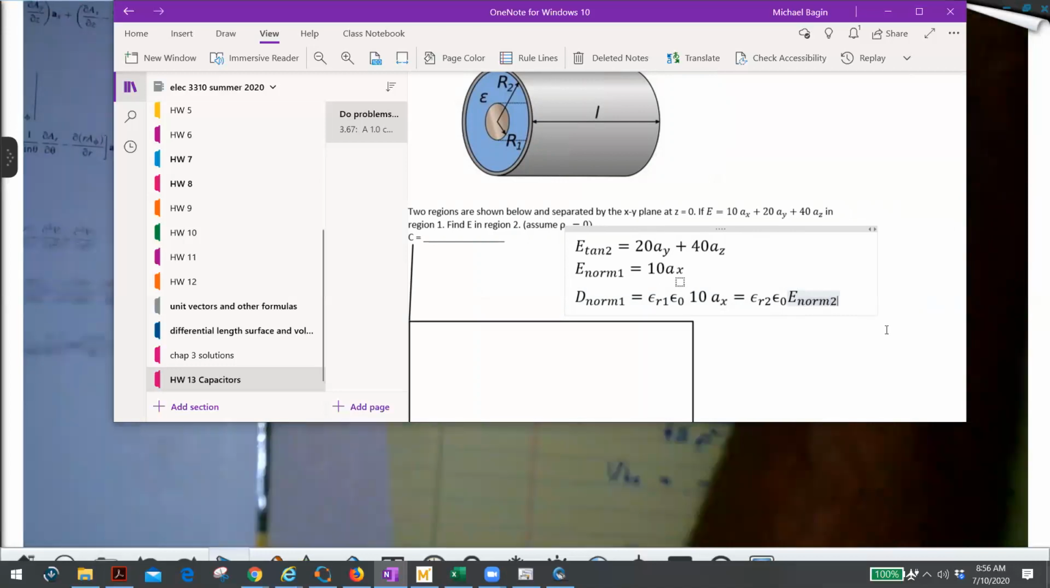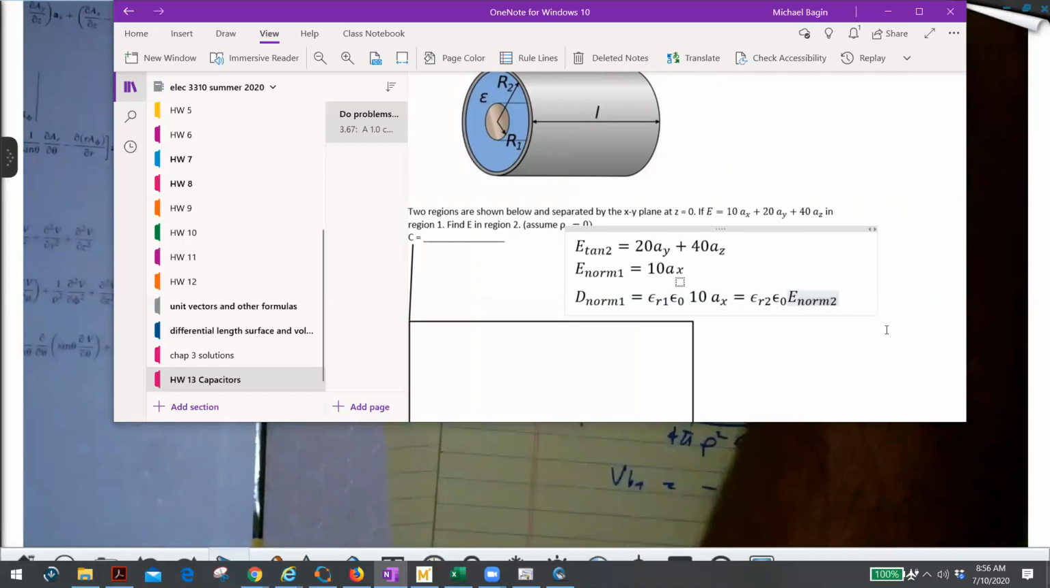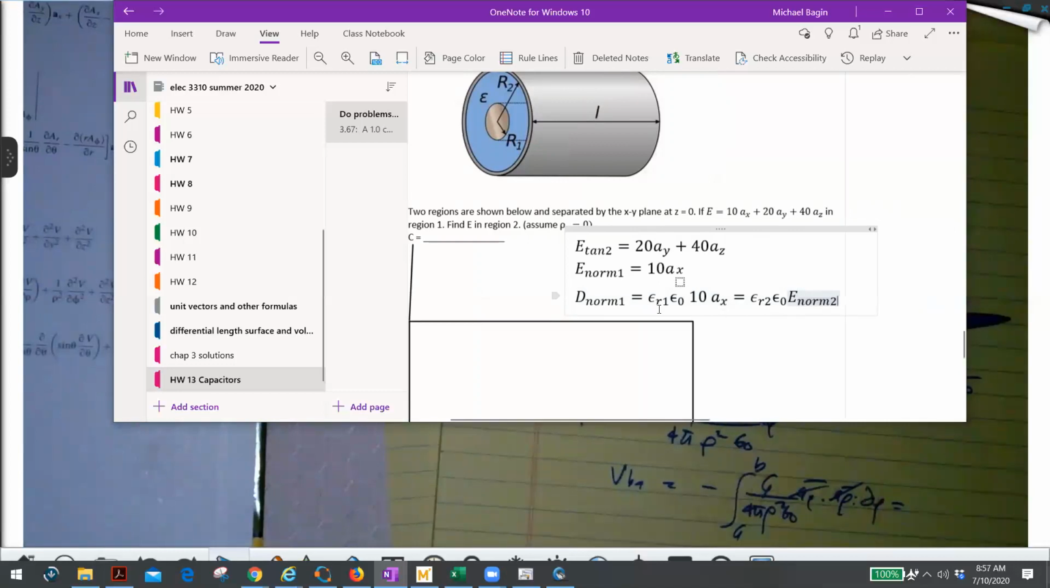Now, y'all see what's going to happen here. Because of this equation, I'm going to divide this side by epsilon relative 2 epsilon naught. And I'm left with the ratio of epsilon relative 1 over epsilon relative 2 times 10 is the E normal in region 2, and it's actually in terms of AX2.